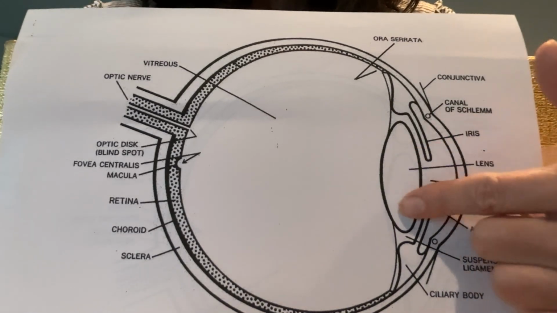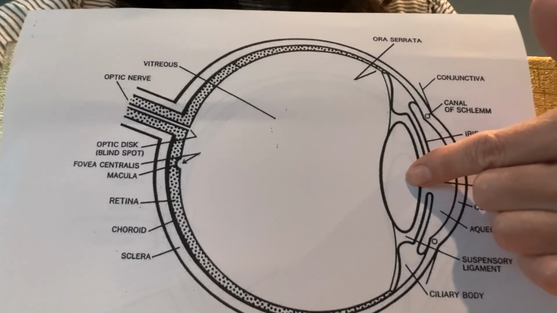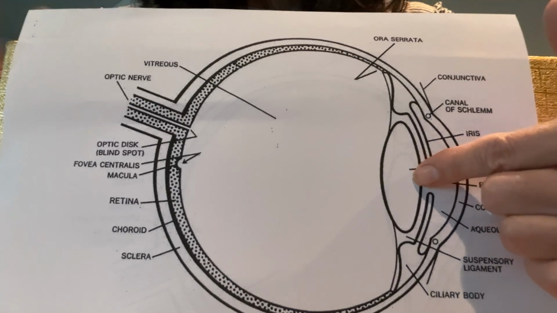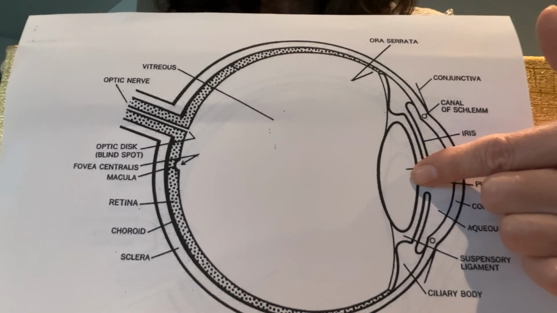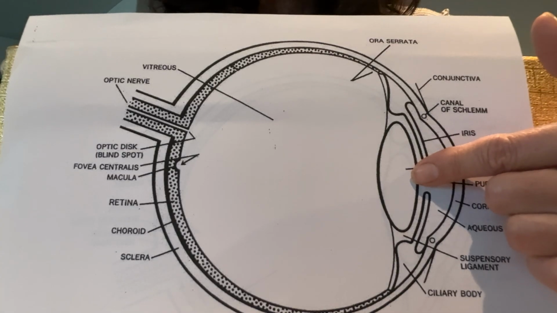Next, we have the lens, here. The lens is the resilient, transparent structure of the eye that focuses light by changing its curvature.